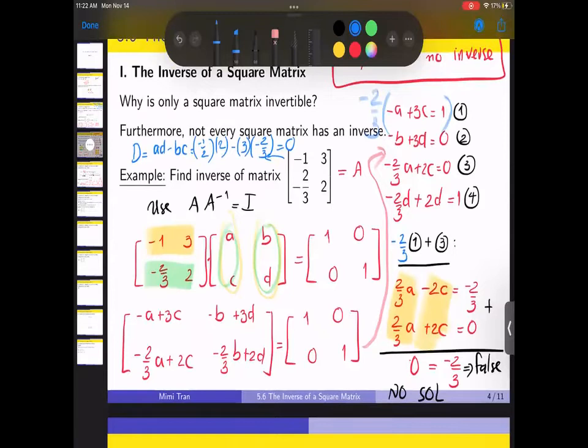So if I ask you to find the inverse of some matrix, it makes sense for you to check whether the determinant is 0 or not before you do the procedure. It saves you time, right? If it's 0, then you don't have to do anything.